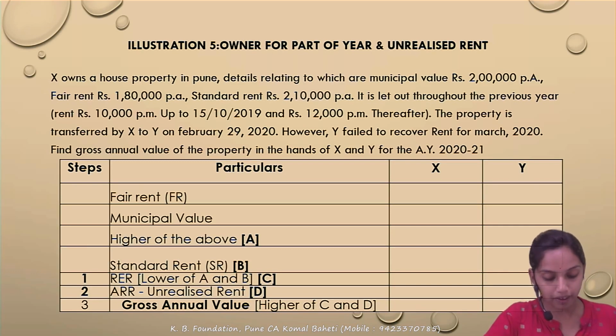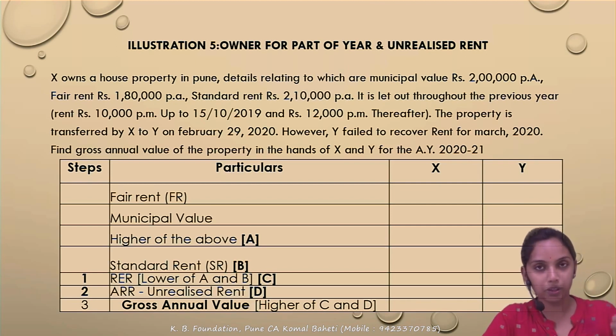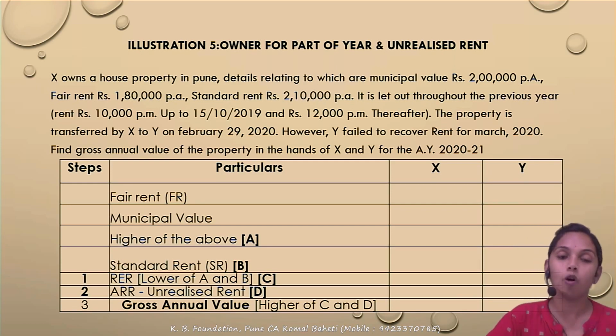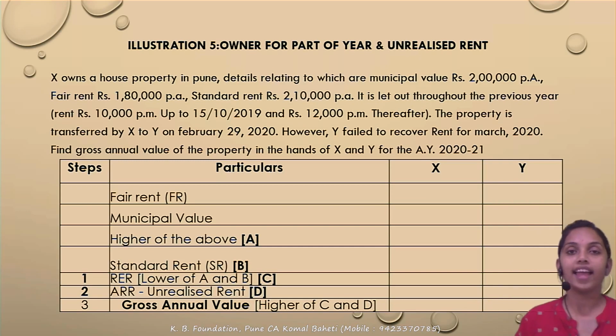The property is transferred by X to Y on Feb 29th. Means X is the owner only for 11 months. Out of those 11 months also, there is a change in the rent. Y failed to recover the rent of the month of March. X has transferred the property to Y and Y has let it out. Correct, but Y is not able to recover the rent. Means it becomes unrealized rent. Yeah, correct. Find out the gross annual value in the hands of X and Y. How much is the GAV in the hands of X and Y?